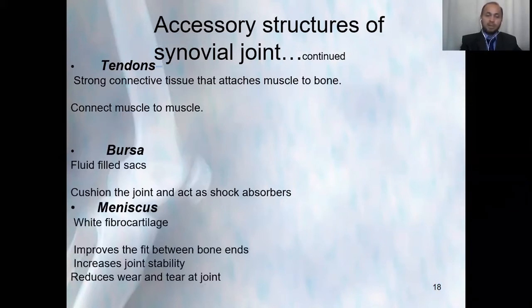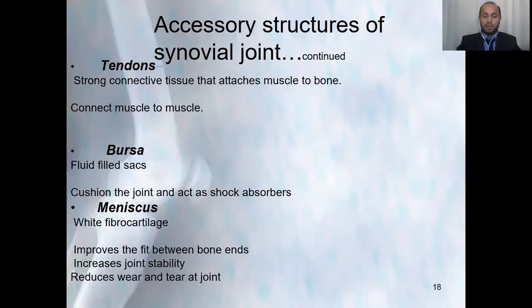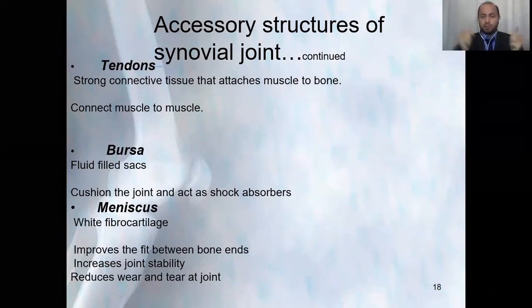The menisci are also fibrocartilage structures present between large joints, for example, in the knee joint, and they provide stability to the joint, increase the depth of the joint, and also protect the joint from wear and tear.